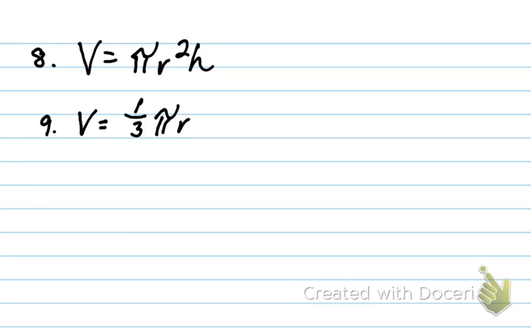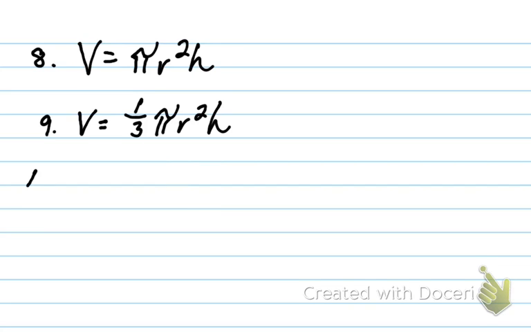All right, V equals, for a cylinder, V equals, can y'all say it with me? V equals pi r squared h. Now for a cone, V equals 1/3 pi r squared h. Okay, so what is the only difference between a cylinder and a cone? 1/3. Yes, you basically take the volume and divide by 3 for a cone.